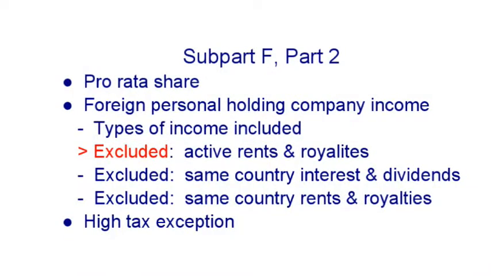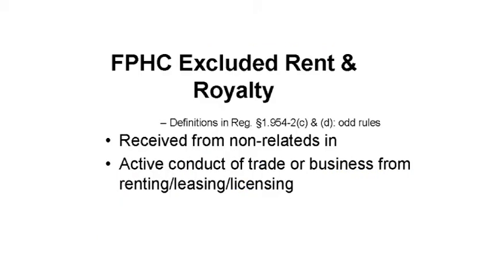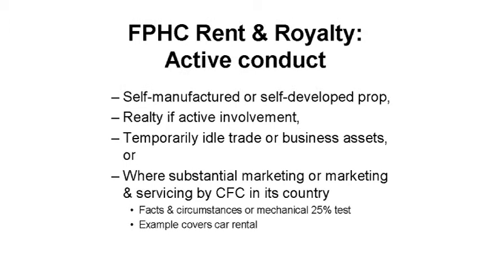There are several other exceptions to FPHC income that are based on sound tax policy. The coverage in this video will deviate from the order in the law for the sake of simplicity. Rents and royalties are excluded from Subpart F and from the definition of passive income if they are from unrelated parties and received as part of an active business of renting, leasing, or licensing property. This is a fact-based test.